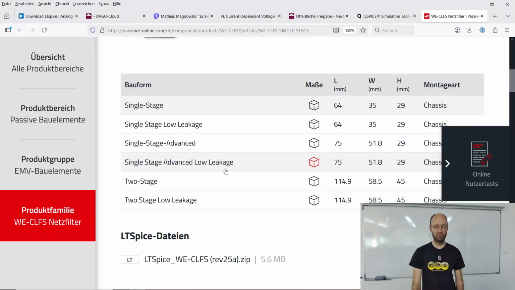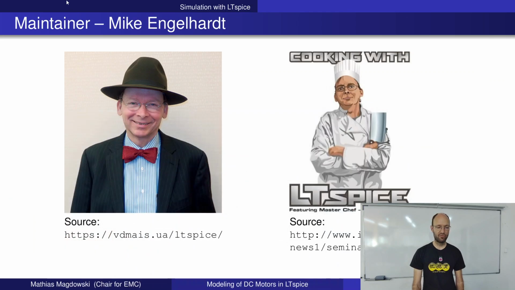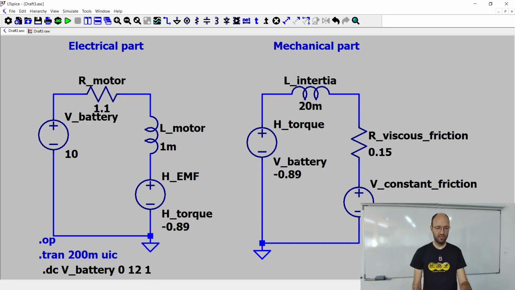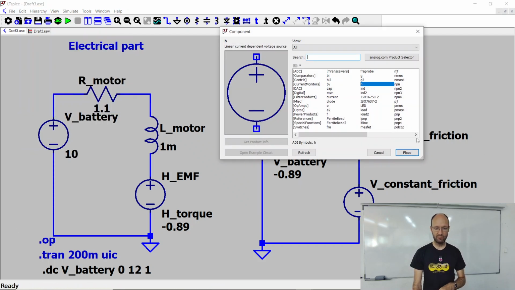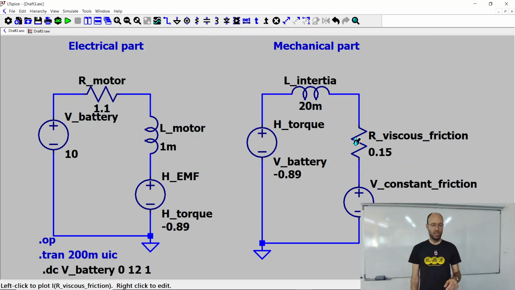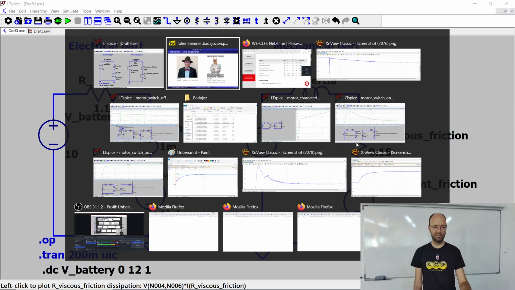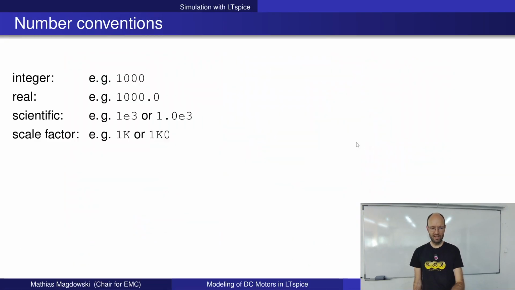So you can just download, unpack, and then you will find them if you put them in the right folder. These components you will also find under edit and component, and they will show up in this list or in the subfolders that you have there. And there are many other manufacturers who also offer LTspice models.